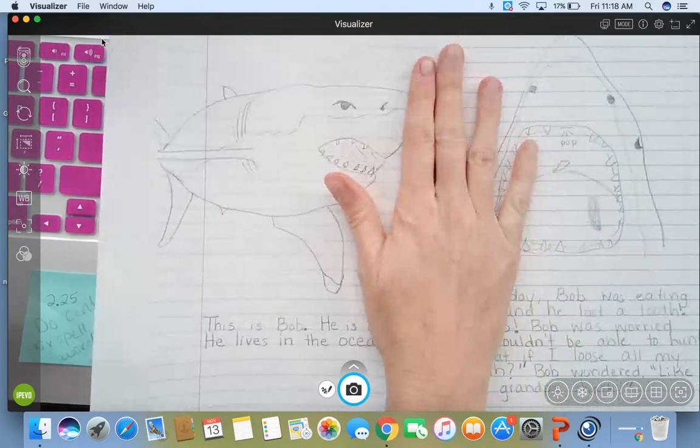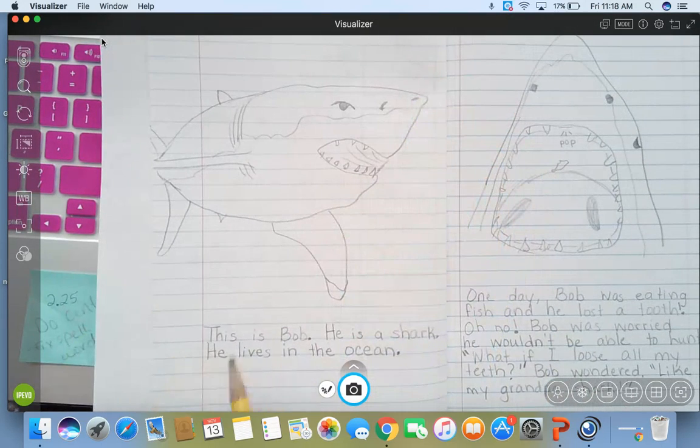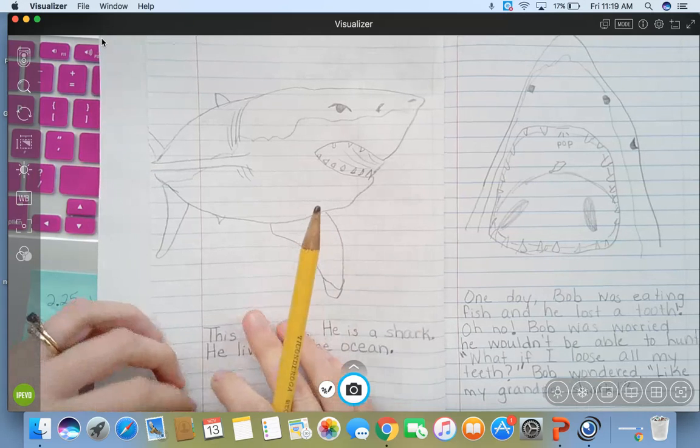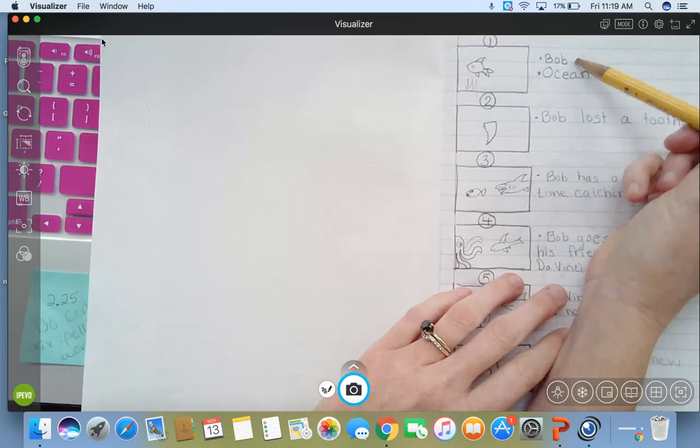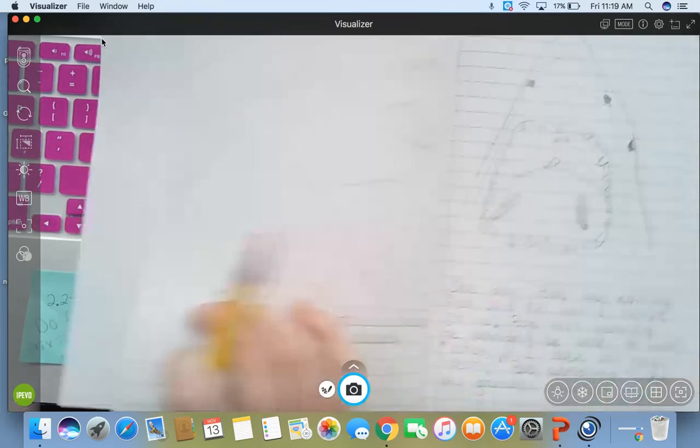Here was my first page of my story, page 1. And this is just an example for you guys until you get the hang of it. It says, this is Bob. He is a shark. He lives in the ocean. So when we look at our plan, I wanted to say who Bob was and I wanted to say where he lived. So I did that on my first page.